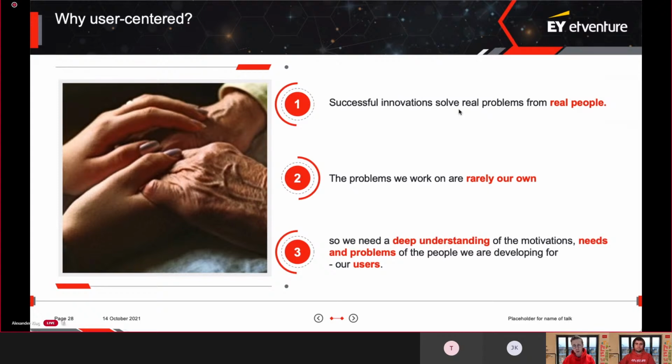And usually the problems we work on are barely our own. We rarely experience them ourselves, especially, for example, if you consider a B2B environment, there it can really help. And also, these interviews help us to really get a deep understanding of the motivations, of the needs and the problems of the people we are developing for, our users. So we highly encourage you to conduct interviews before you start building your solutions.